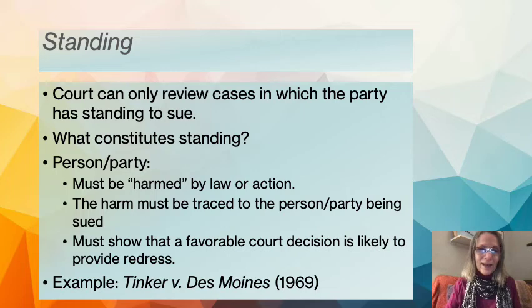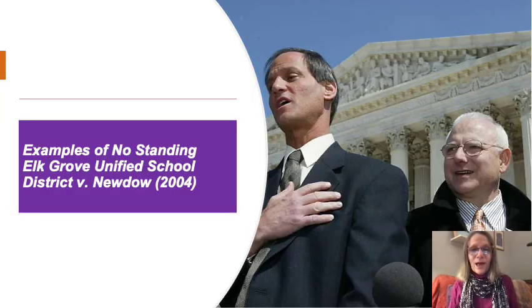Let's take a look at a case where there was no standing to sue. Okay, so while Tinker versus Des Moines is a good example of somebody who has standing to sue, and it deals with the civil liberty that we're going to be talking about in a few weeks, this case, the Elk Grove Unified School District versus Newdow, it's a good example of an issue that deals with civil liberties, but where the court found that the person bringing this case, Michael Newdow, didn't actually have standing to sue.